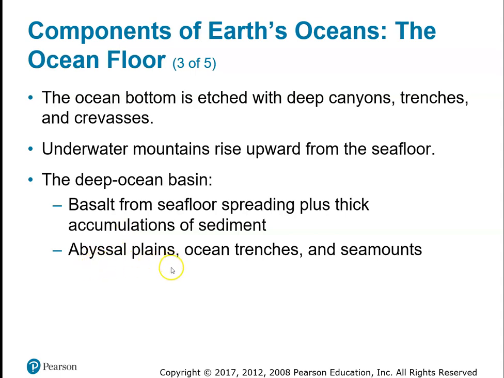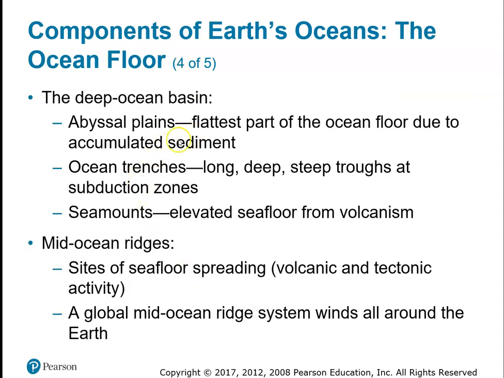Abyssal plains. So these abyssal plains are really flat regions, and then of course, anytime you have seafloor spreading, there's always going to be ocean trenches, and these seamounts. These are basically little hills that are usually at the edges of these abyssal plains.